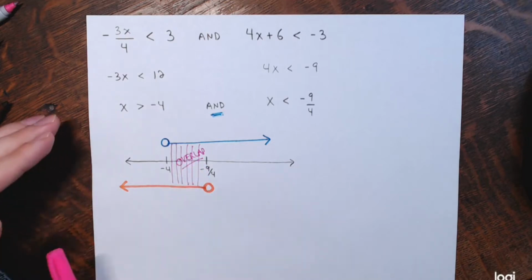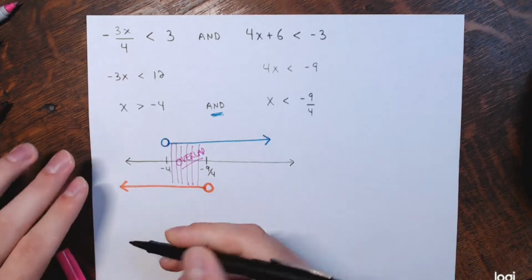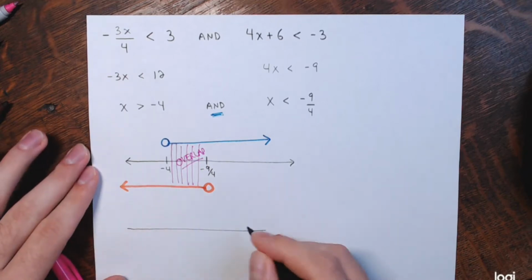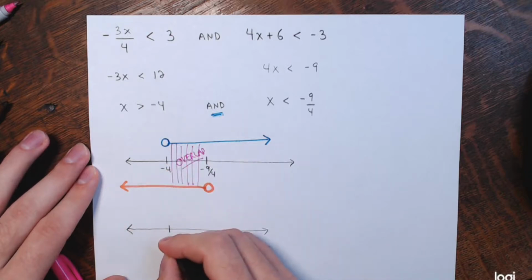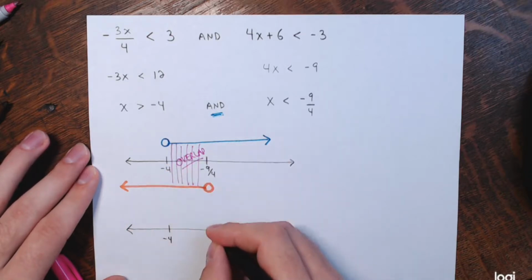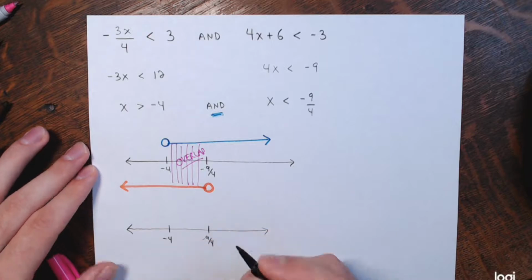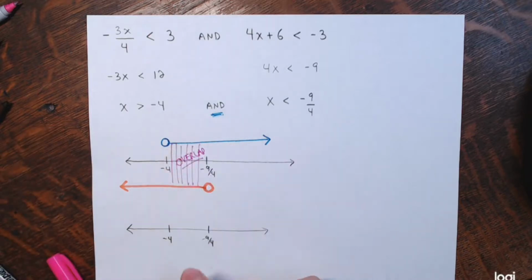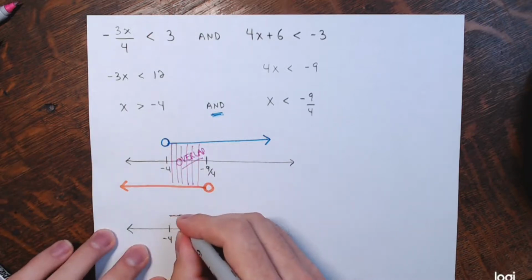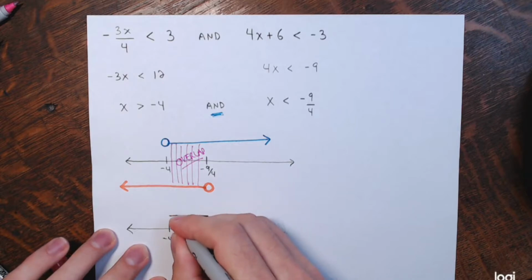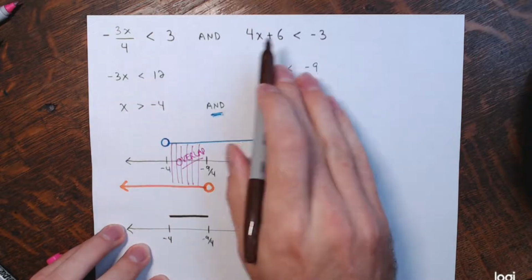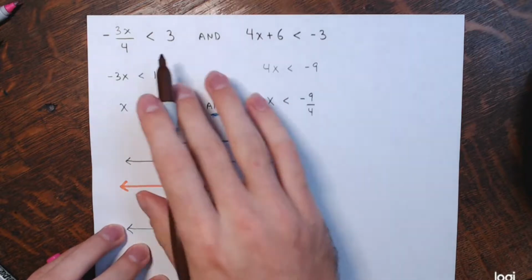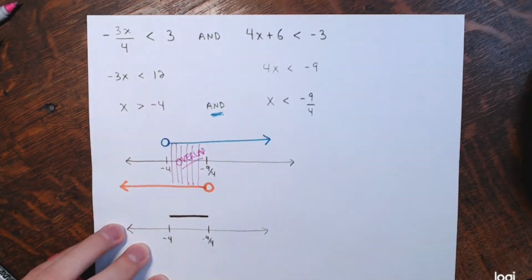So I'm going to make like a final graph here. Again, here's negative 4, negative 9/4. And we're seeing that, again, all the numbers in between them are on both graphs, right? All the numbers in between negative 4 and negative 9/4 would satisfy both inequalities at the same time, satisfy the compound inequality, however you want to say that.